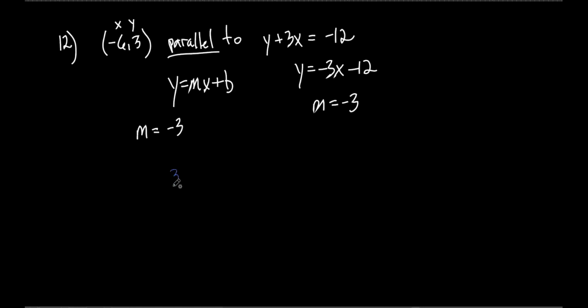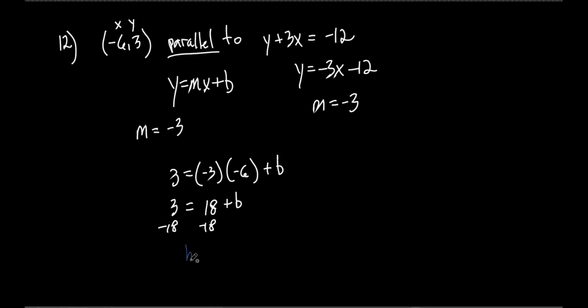So what's the y? 3 = m, which is -3, times x, which is -6, and then plus b. And now we just solve for b. That would be +18. Then subtract 18 from both sides, and that gives me -15. It's not my answer. My answer is the equation of a line. So I have to put it all together: y = -3x, and then my y-intercept, which is -15.